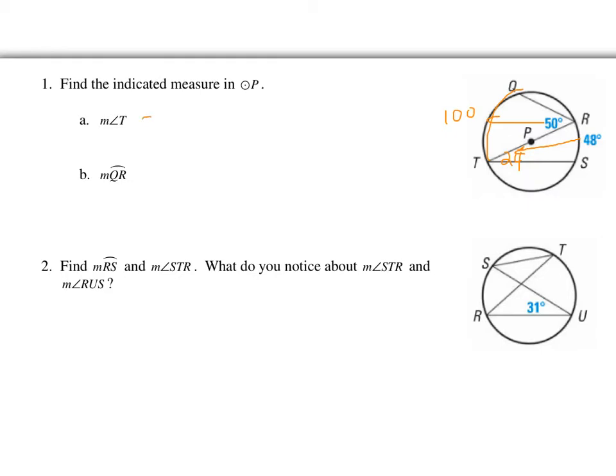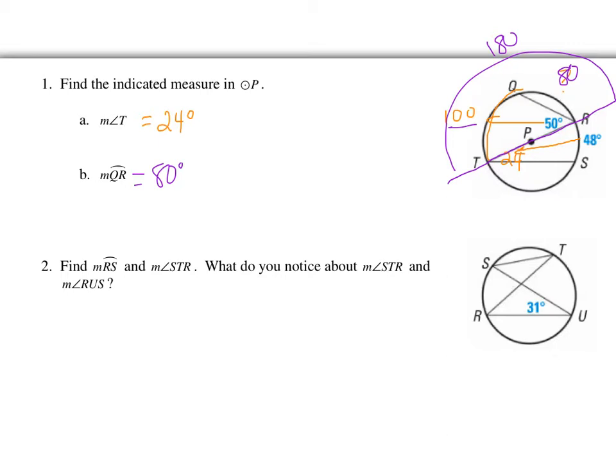So my angle T will be my 24 degrees, and my arc QR, if you notice that's right here, so we need to do a little more calculations. We already have the 100, but notice this is the diameter, so all of this should equal 180. So if I already have 100, then the leftover part will be 80 degrees.